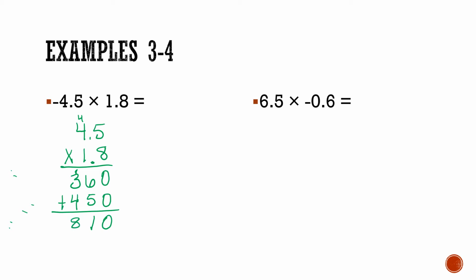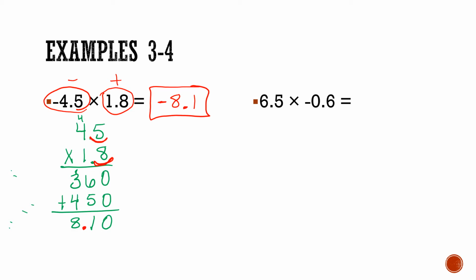Okay, we need to see where our decimal goes, so we had 1 decimal place here and 1 decimal place here, which makes for a total of 2, so we need to move it over 2 places, which would give us 8.1 or 8.10. However, don't forget to check to see if it's negative. We had a negative multiplied by a positive. So a negative and a positive is not matching socks, which would make our answer negative. So we would get negative 8.1.